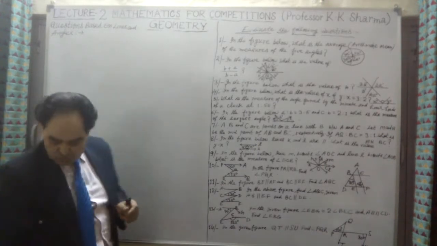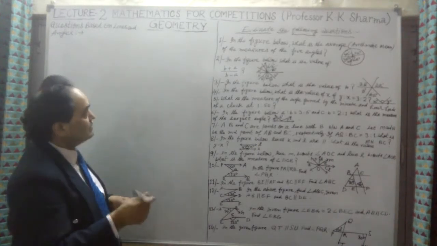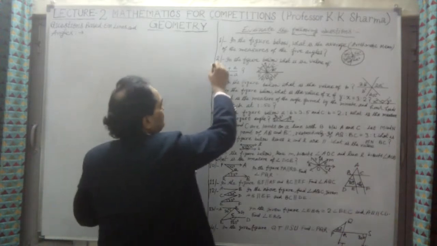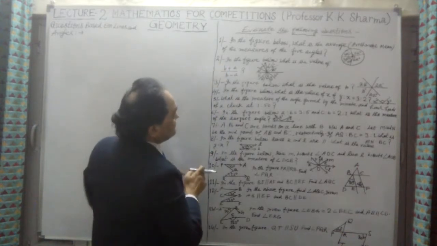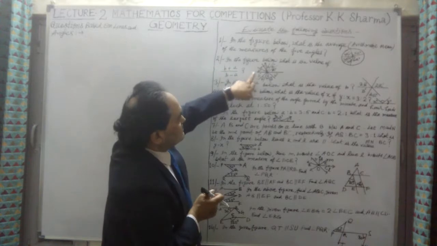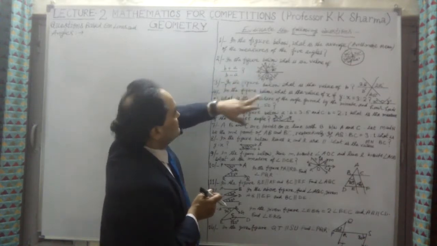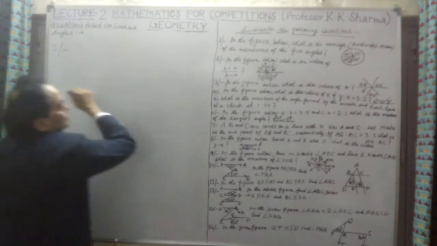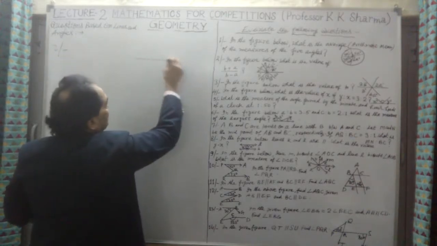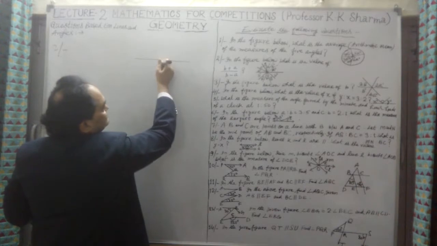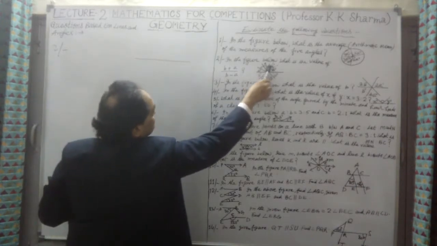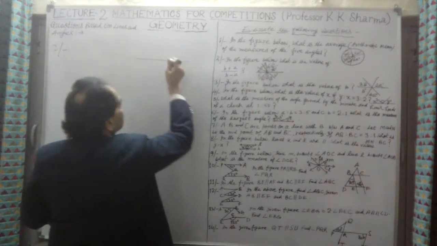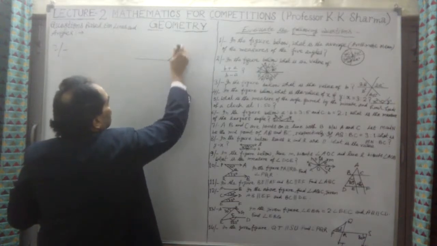Okay, question number 2. Now it says that in the figure, what is the value of (b + a)? Let me find out. Question number 2. Now it says that there are angles here: 1, 2, 3, 4, 5, 6 angles. So above there are 6 angles here.